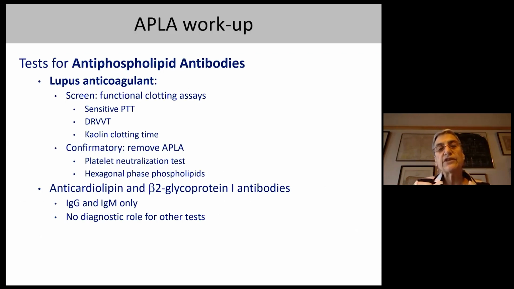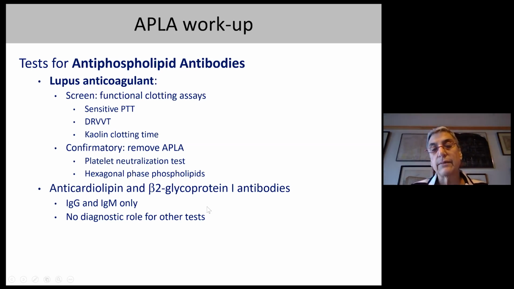So the tests for antiphospholipid antibodies include the lupus anticoagulant, which is screened by using functional clotting assays using a PTT and the dilute Russell viper venom time, and it can be confirmed by either adding back platelets or adding back excess phospholipid and seeing that the PTT corrects. And the most common antiphospholipid antibodies are anticardiolipin and beta-2 glycoprotein 1 antibodies, and they should also be tested separately because there are some patients who will have these antibodies but won't have a lupus anticoagulant, and vice versa. You may not detect the anticardiolipin antibodies and still have the lupus anticoagulant.